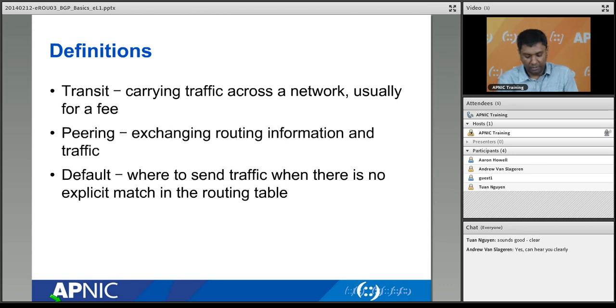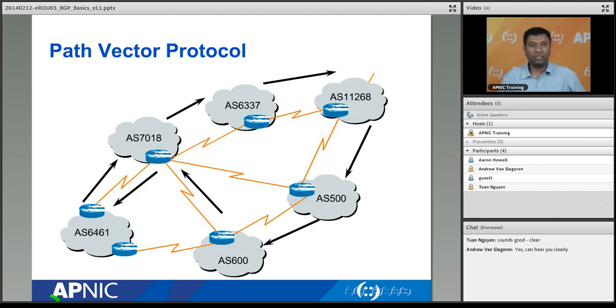In this diagram, if AS 6461 would like to browse any content from anywhere in the world, and this is the only connection it has got, then AS 7018 will work as a default, right? Wherever you want to browse, you just go via me, and there will be a fee for that. In tier 3 ISPs, normally this is the case. They carry a default route from the upstream, and wherever they need to browse, they send the request via the upstream ISP. That's what we call default.